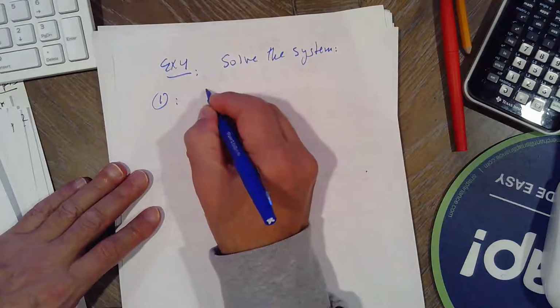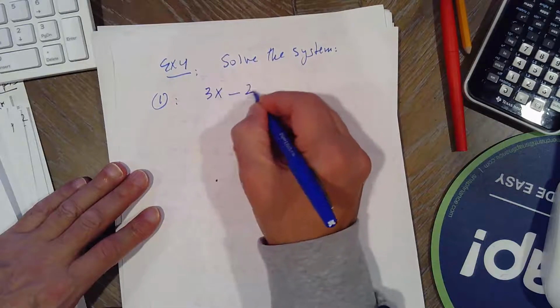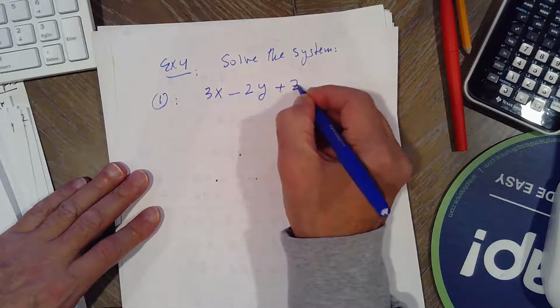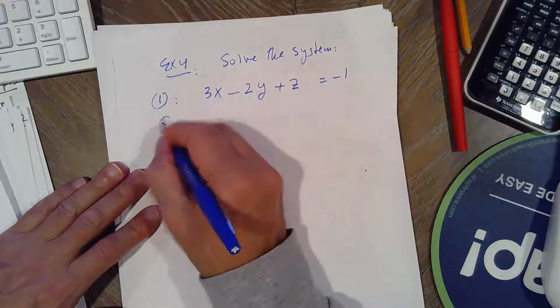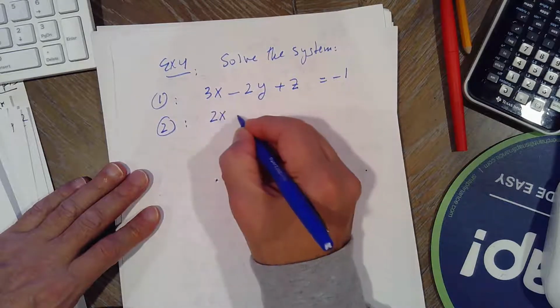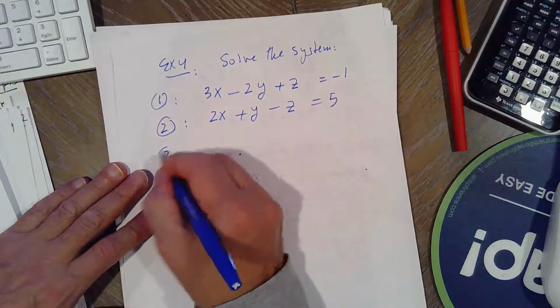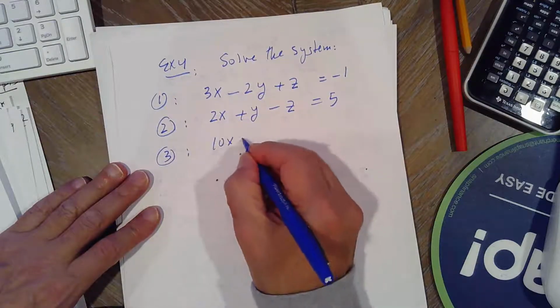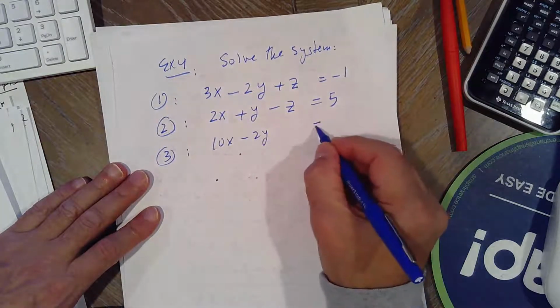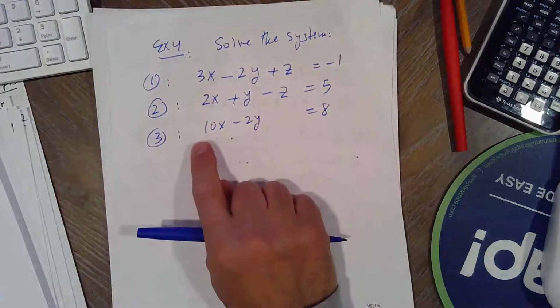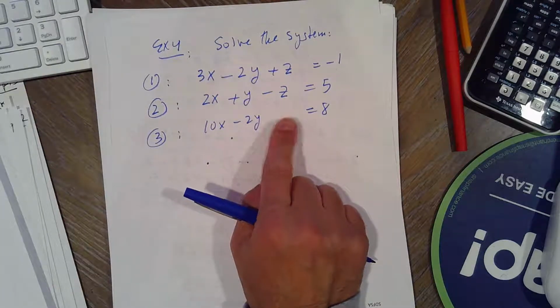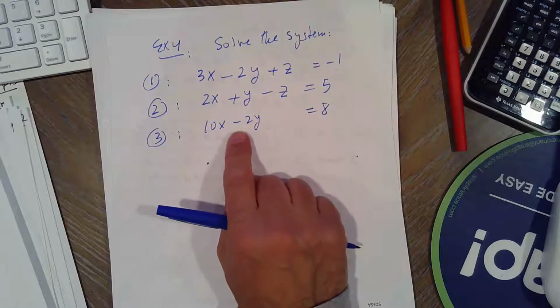Equation 1: 3x minus 2y plus z equals negative 1. Equation 2: 2x plus y minus z is 5. And then equation 3: 10x minus 2y is 8. So you can see equation 3 has no z, so we already have an equation that has x and y.